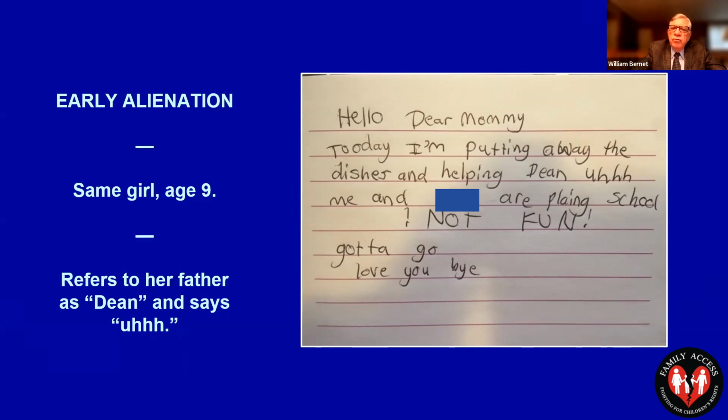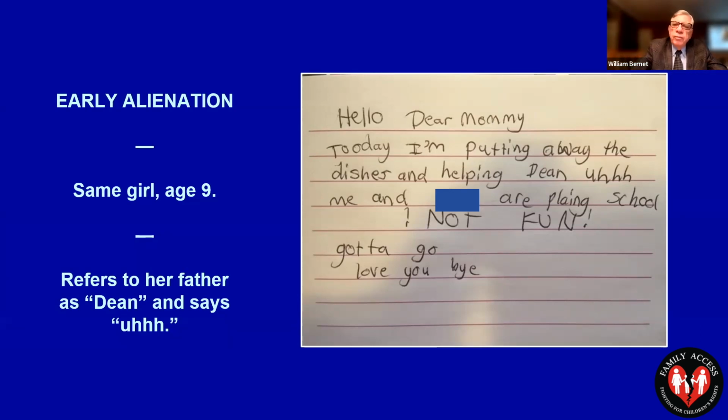In other words, she refers to her dad by his first name, which is a lack of respect. And usually that happens when the alienating parent starts referring to the dad by his first name. And she complains about helping Dad. She complains about spending time with her sister. And this is a little message to Mom.